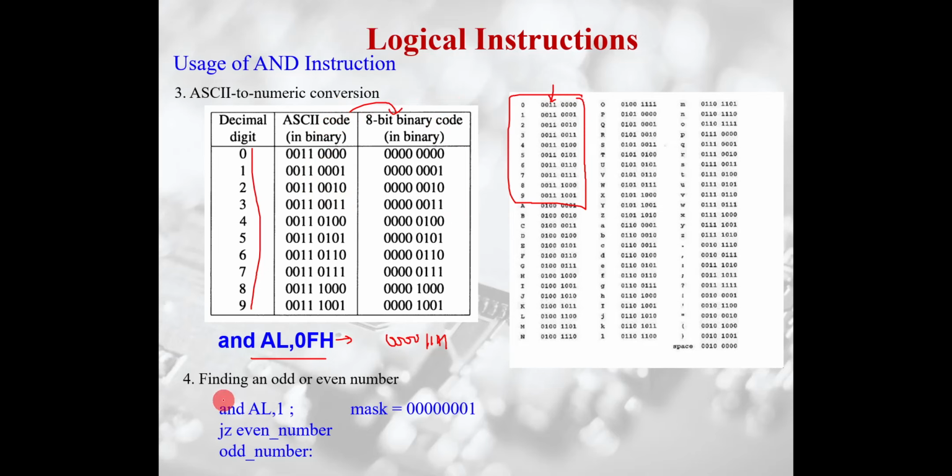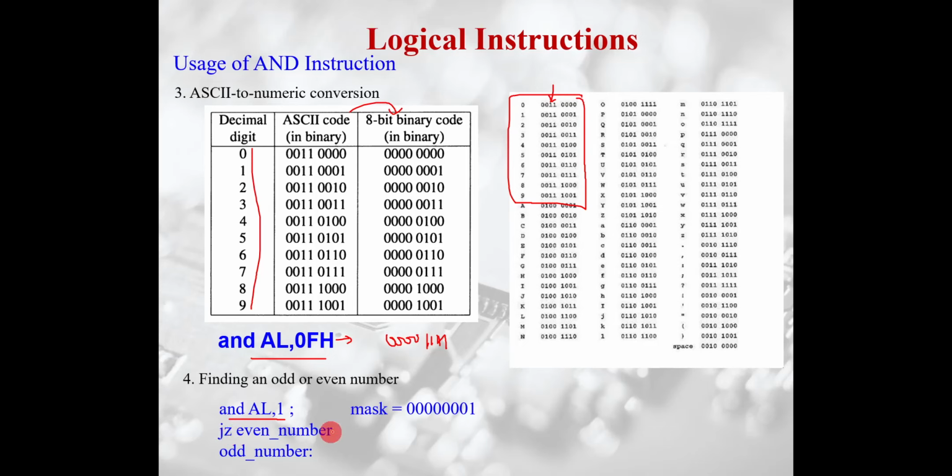Here is another example of the utility of an AND instruction. Suppose I have a number and I need to find whether it is an even number or an odd number. I can do an AND AL with 1. What is 1? It will be 0, 0, 0, 0, 0, 0, 0, 1, so all the other bits will be 0. Finally, what will be there in the AL is whatever is the least significant bit. If it were 0, it will come as 0. If it were 1, it would come as 1. Now, if it were 0, then the zero flag will be set, which means it's an even number.